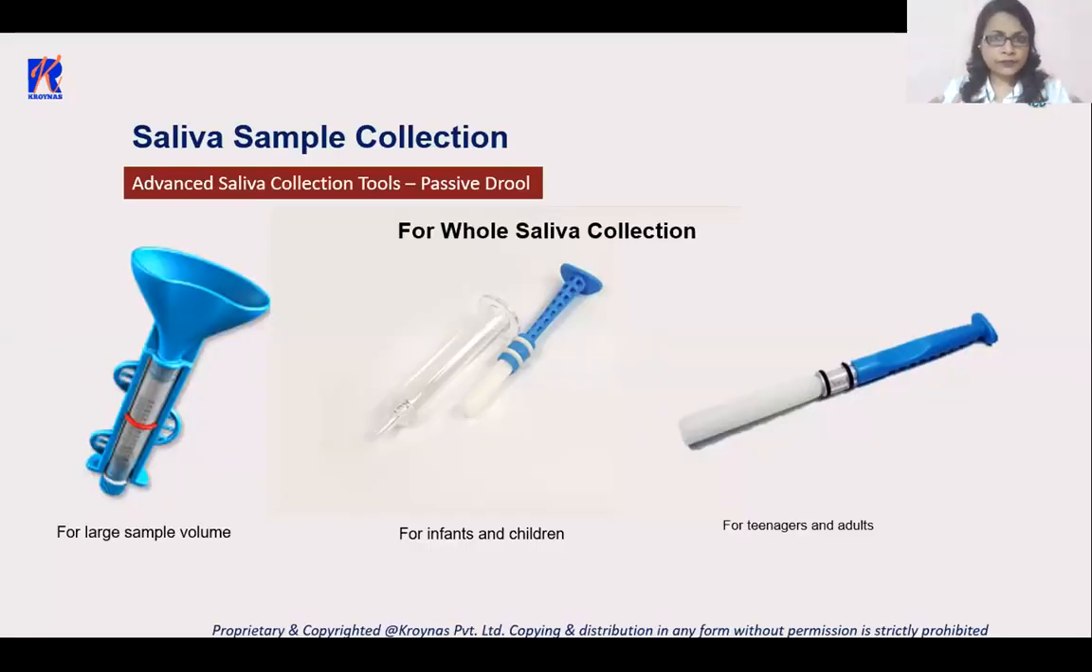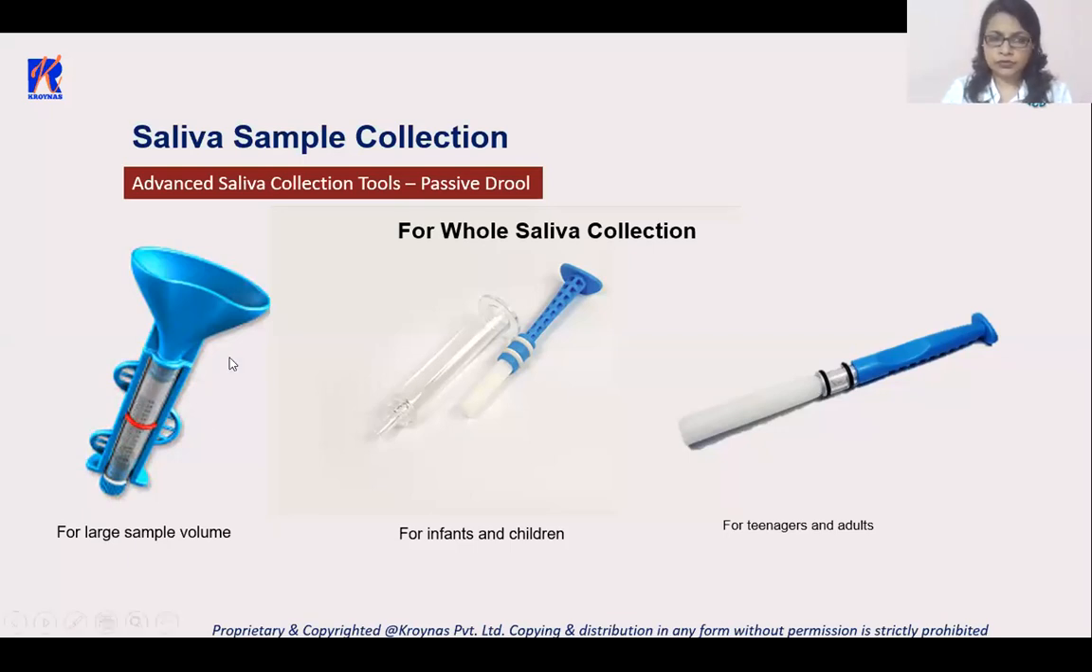Now coming to saliva sample collection. Okay, the most common method of saliva sample collection is passive, we all know, and mainly most of the cases that we do is whole saliva. So these are different advanced tools that are available now commercially, which you can use for different purposes. These are all for whole saliva collection.